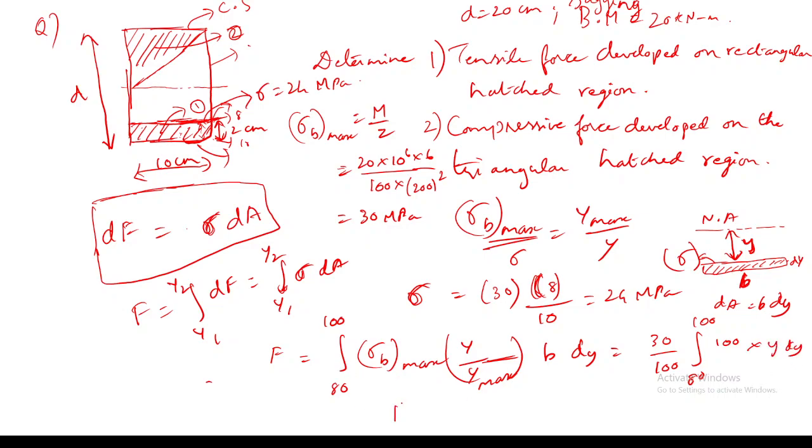So can you solve this and find out the value of the total tensile force in the rectangular hatched area? 540 kilonewton? If anyone is getting a different answer, I am having the answer as 54 kilonewton. Yes, it is 54 kilonewton, right?